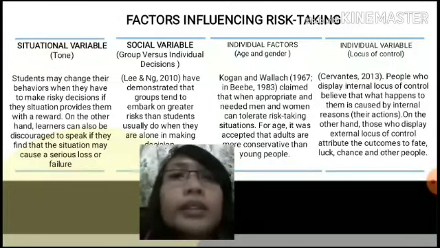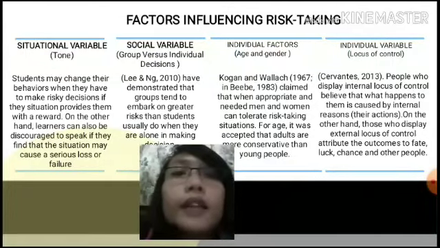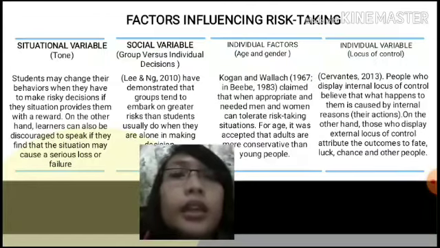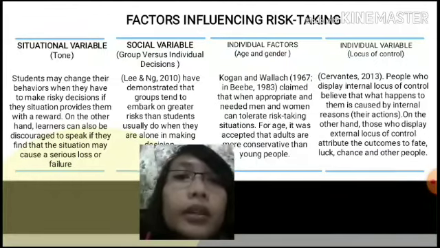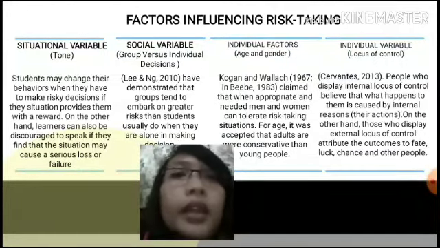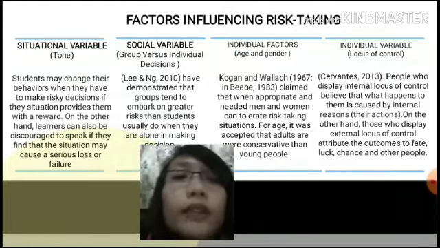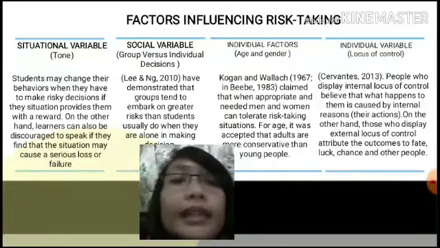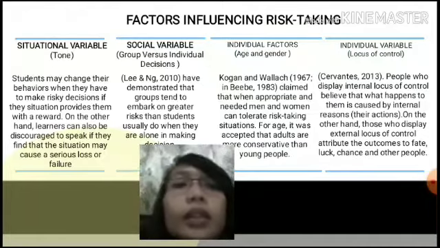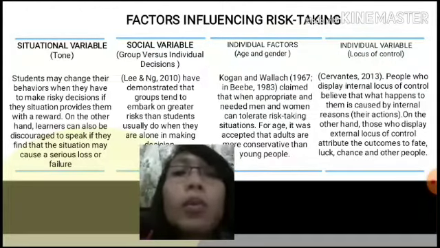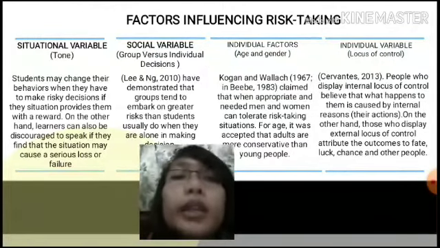And about the external variables, there are two: situational variable and social variable. Situational variable is about reward and experience. When there is a reward, then students might be more risky, more willing to take a risk.